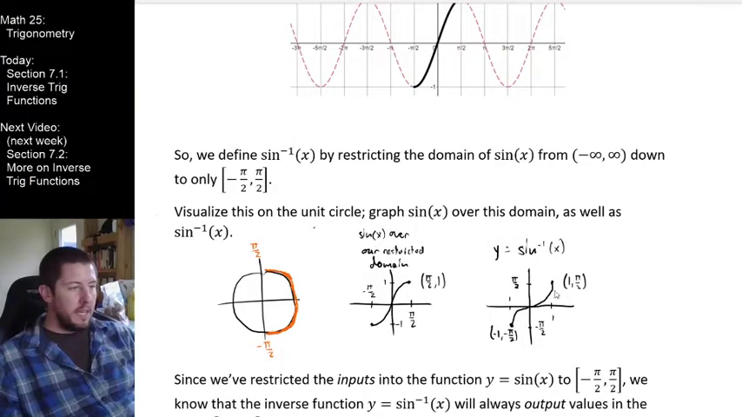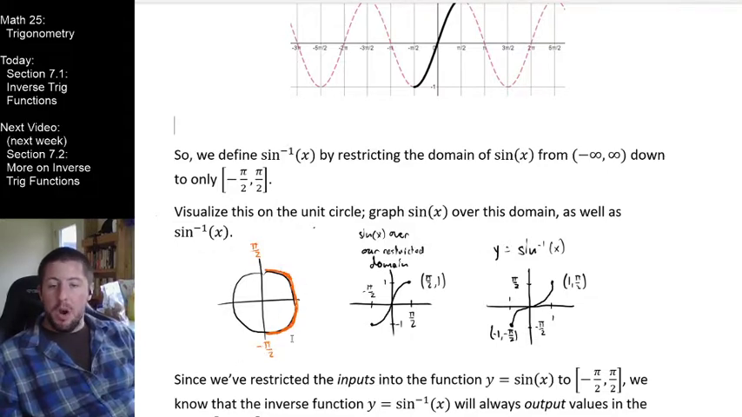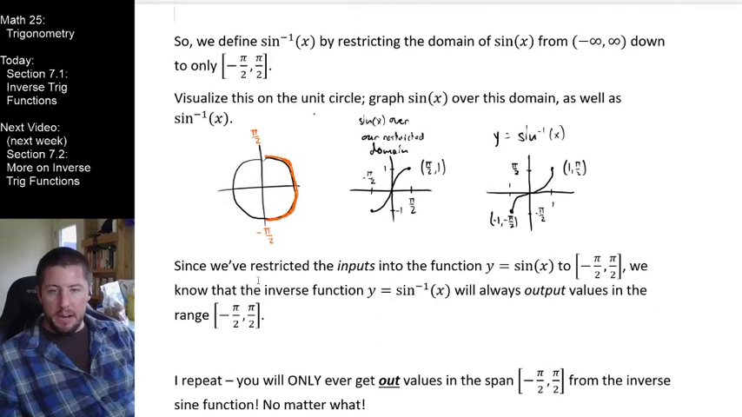Right? We can picture all these things on our graphs now. And by the way, this stuff right here in orange, this is what I kind of visualize when I picture sine inverse. I know that every time I use the sine inverse function, it's always going to be giving me out values that live only on the right half of the unit circle. That's going to be really important here, right? Since we restricted the inputs of the sine function to negative pi halves to pi halves, we know that the inverse sine function will always output values in the range from negative pi halves to pi halves.